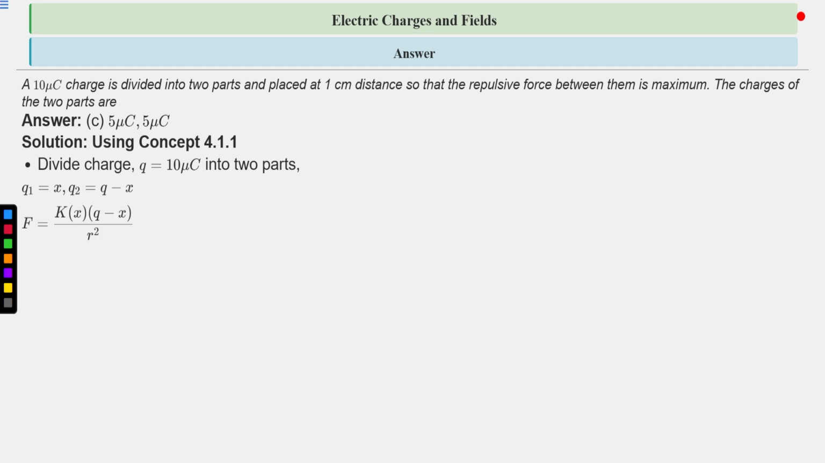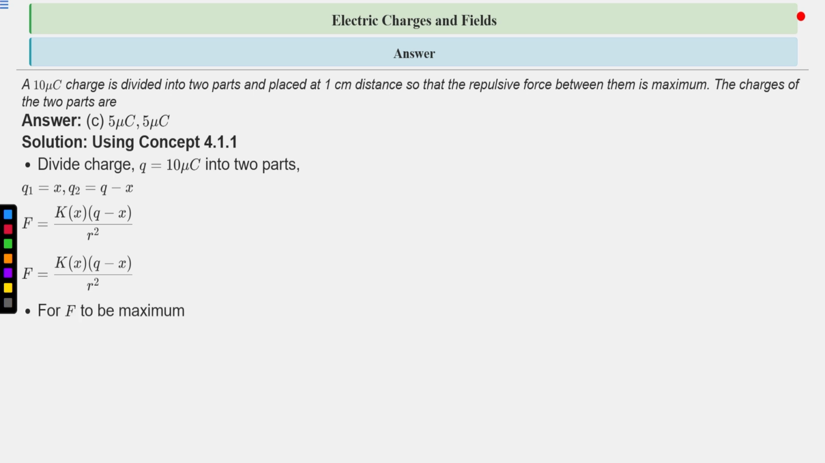Now the force between these two charges is k into charge on first part into charge on second part, that is Q minus x, upon the distance between them, r square. r here is 1 centimeter. So this is F equal to k x (Q minus x) upon r square.